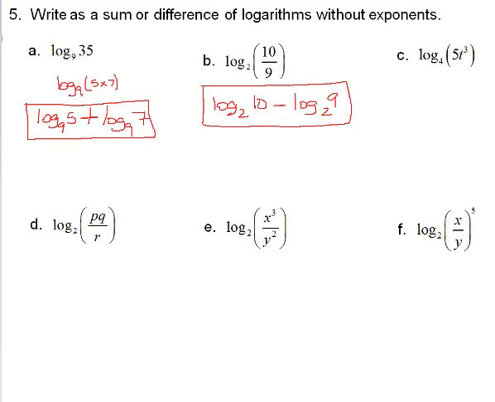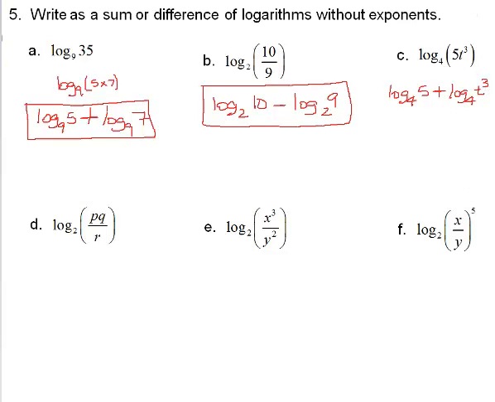Alright, the next one, well, that cube there is just on the t, right? So we're just going to separate, but that's 5 times t cubed. So there's times in between here, right? So we'll use the product rule, which means we can change it to log base 4 of 5 plus, okay, log base 4 of t cubed.